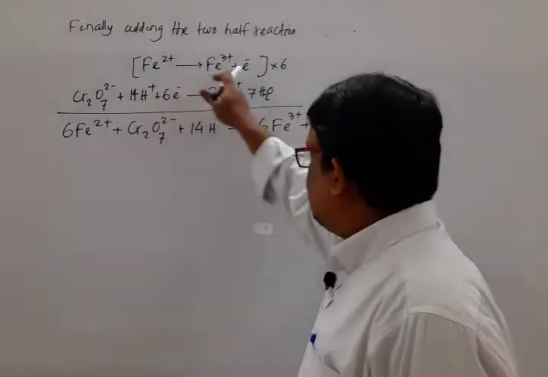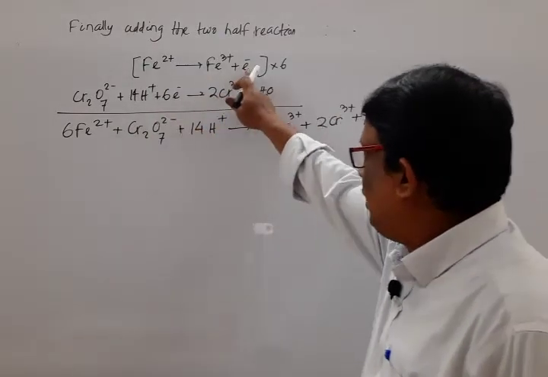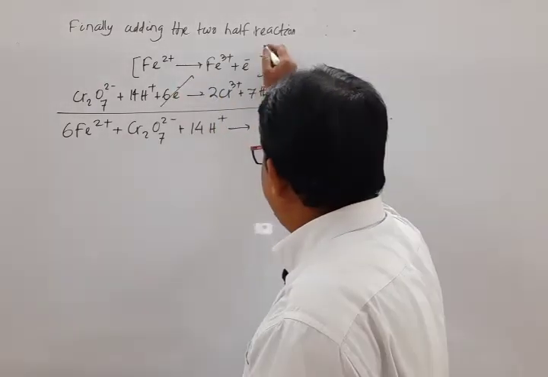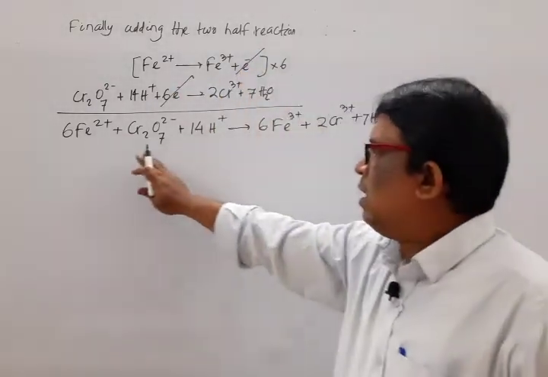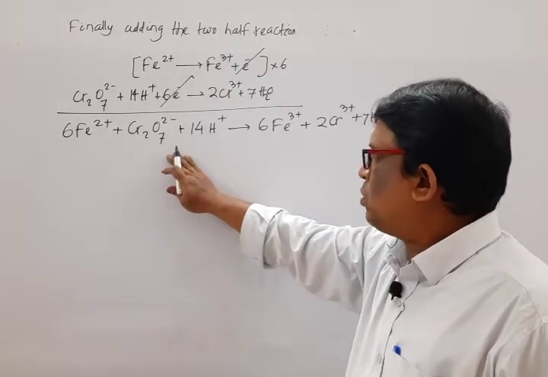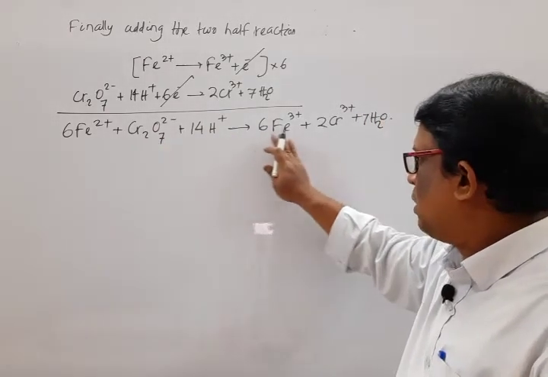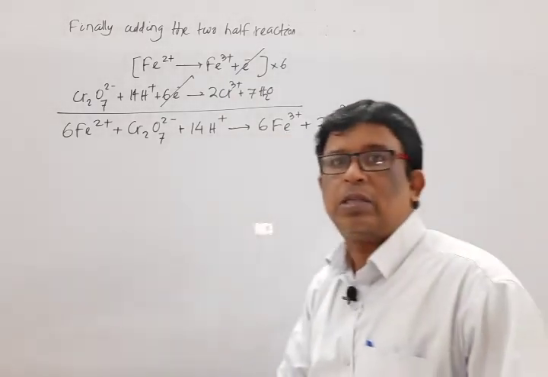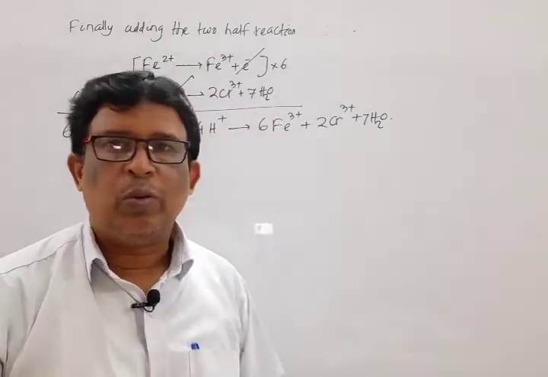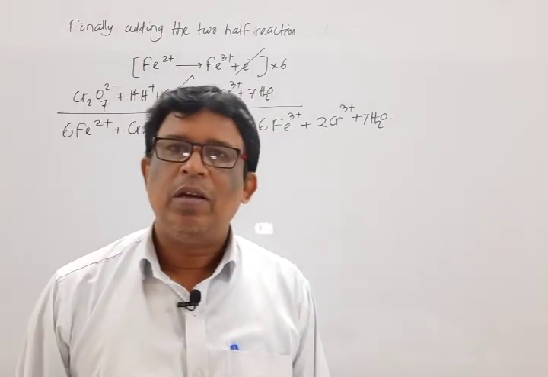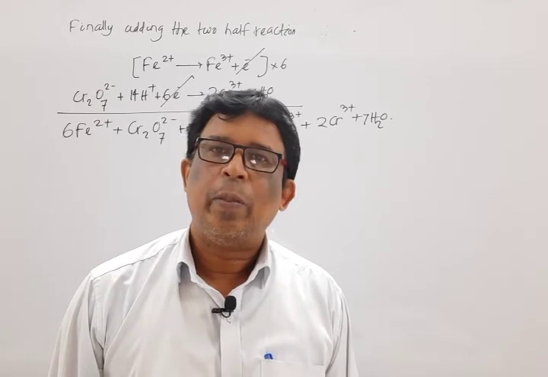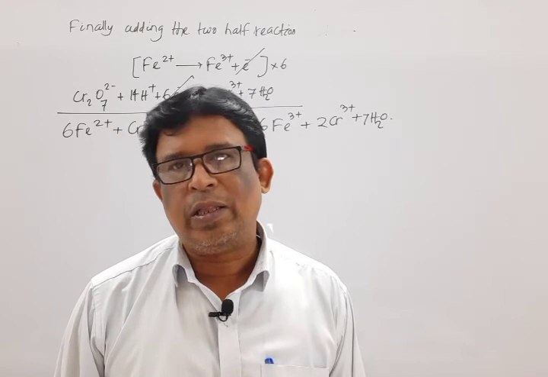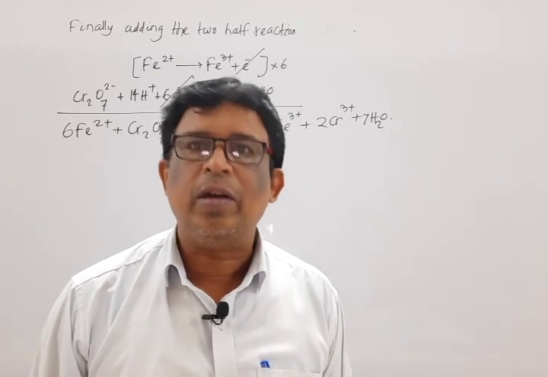Mark that. These are the two half reactions. Here 6 electrons, here 1 electron, so multiply by 6. As a result, the total number of electrons on both sides cancels out, and the final equation is 6 Fe2 plus plus Cr2O7 2 minus plus 14 H plus gives rise to 6 Fe3 plus plus 2 Cr3 plus plus 7 H2O. It is all about balancing equations by the ion electron method, and also it is all about the chapter redox reactions.